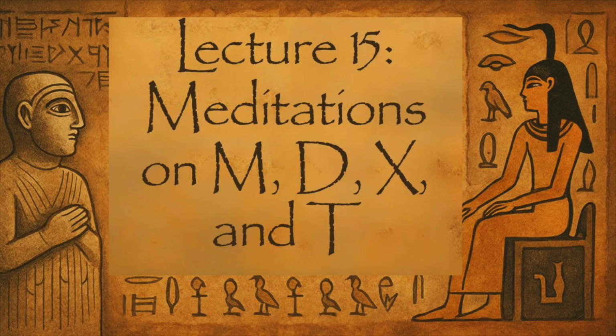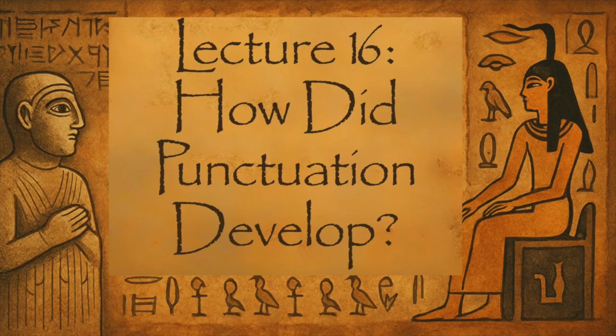Lecture 15, meditations on M, D, X, and T. M and D are old reliables, but X and T have unusual tales, especially X, which doesn't have a consistent pronunciation and often stands in for mystery or the unknown. Thinking algebra there. Lecture 16, how did punctuation develop?